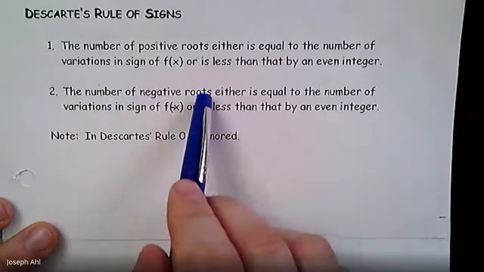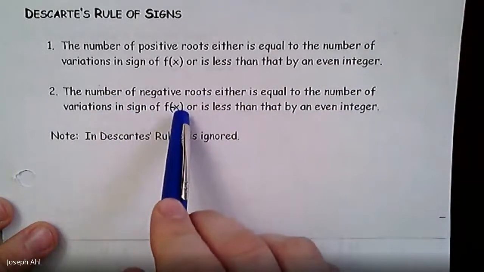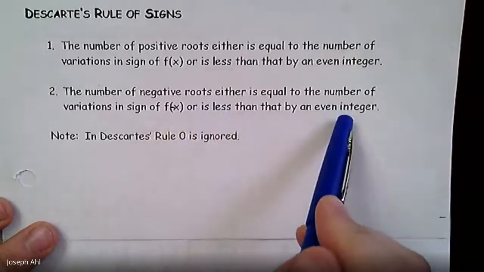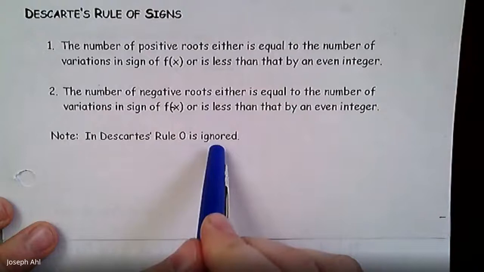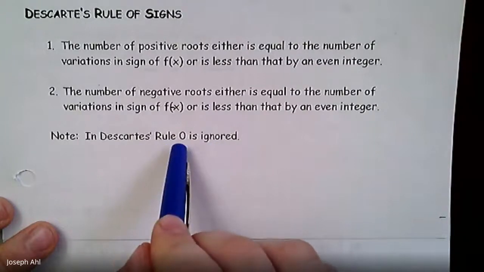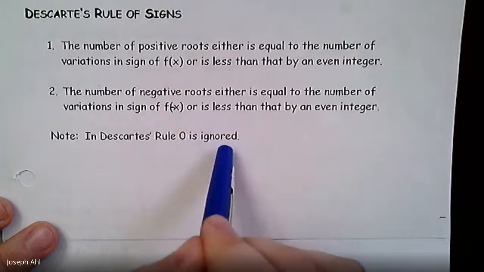But the number of negative roots is equal to the number of variations in the sign of f of negative x, or less than that by an even integer. And finally, in Descartes' rule, a 0 is ignored. What I mean by that is we put zeros for placeholders with synthetic division. We don't need zeros for Descartes' rule of signs.